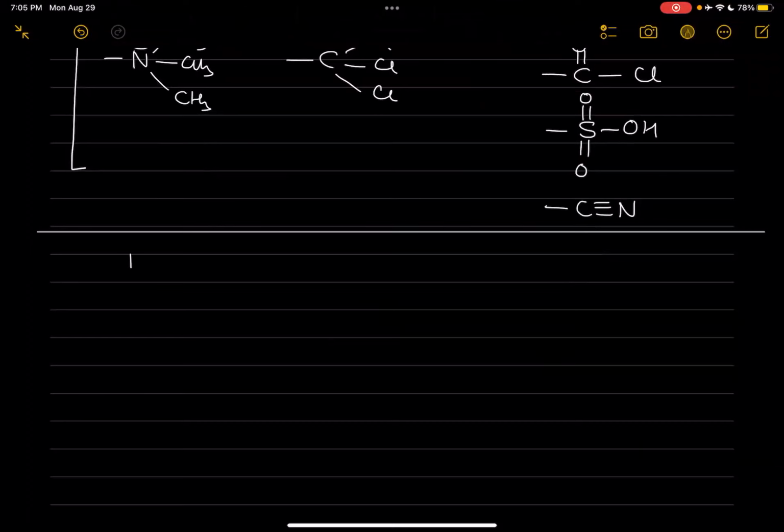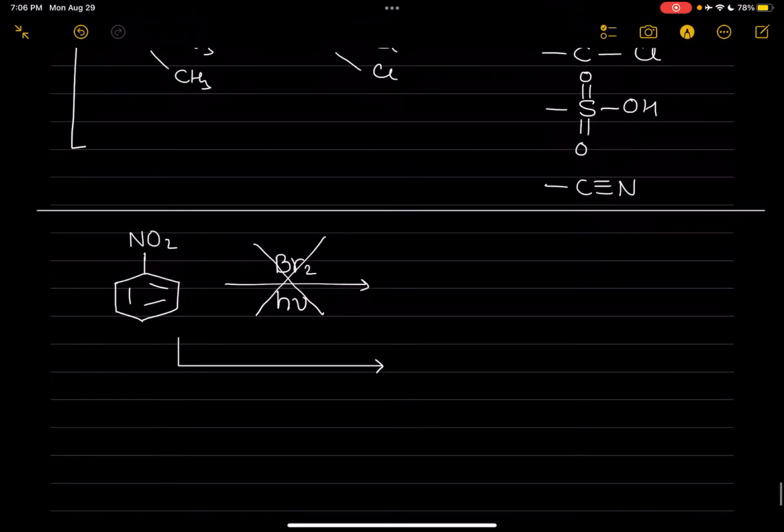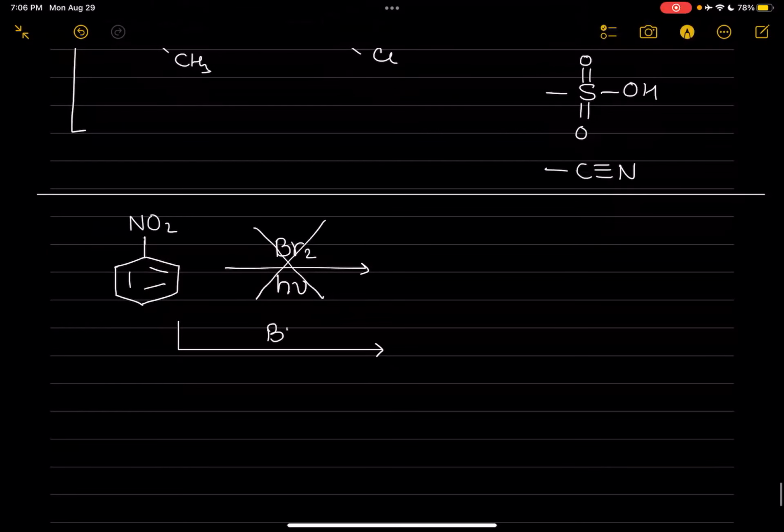Suppose I take nitrobenzene, and I do the bromination. First of all, I will not take Br2 and light. This is not the way to do the halogenation of aromatic rings. I need to take Br2 and a Lewis acid, FeCl3. FeBr3 also you can take.